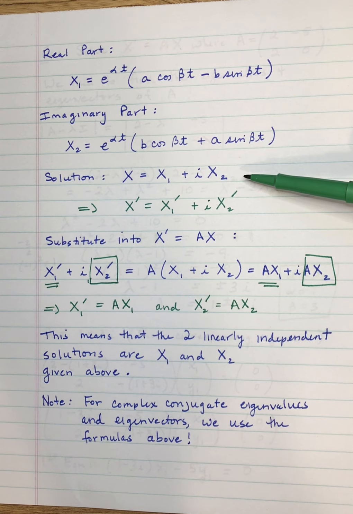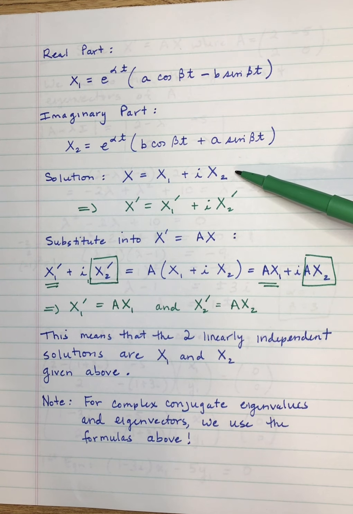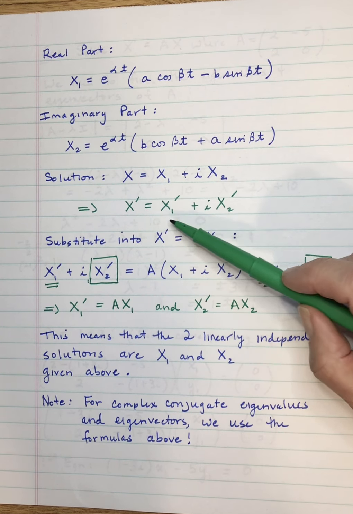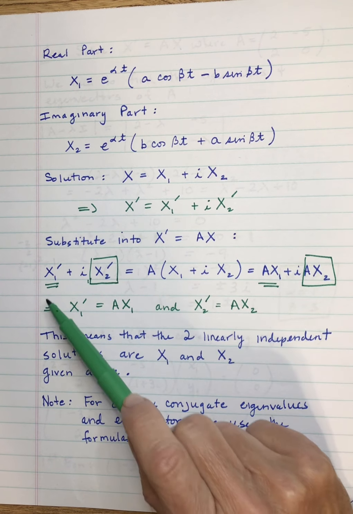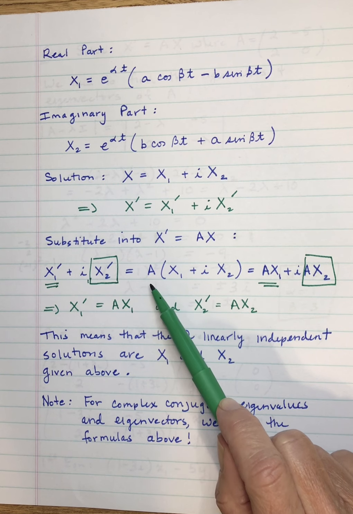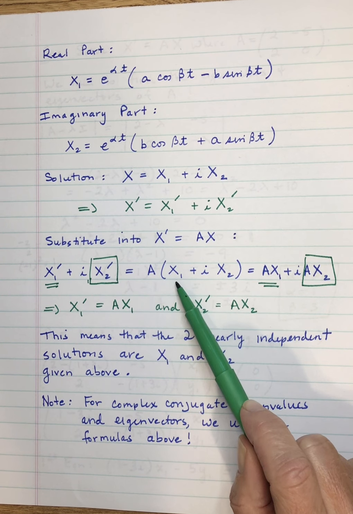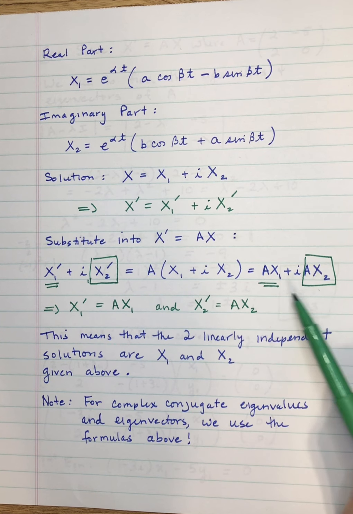Now, the solution we found is x equals x1, the real part, plus i times the imaginary part. Now, if you differentiate this, you get this expression. You're just differentiating each component. And when we substitute into x prime equals Ax, and we know x is a solution, we get this expression. This is x prime, and this is A times x. But when we multiply a matrix times this expression, we can just multiply that matrix A times x1 plus i times A times x2. And that's what we get here.